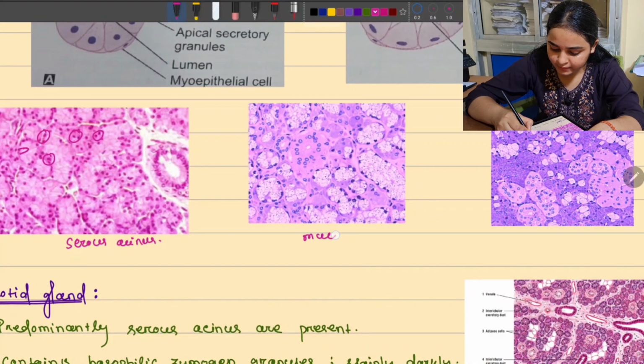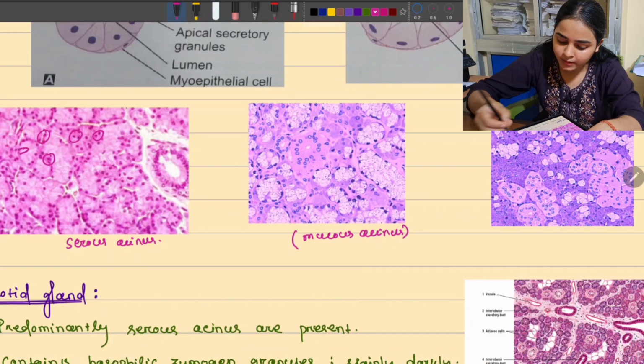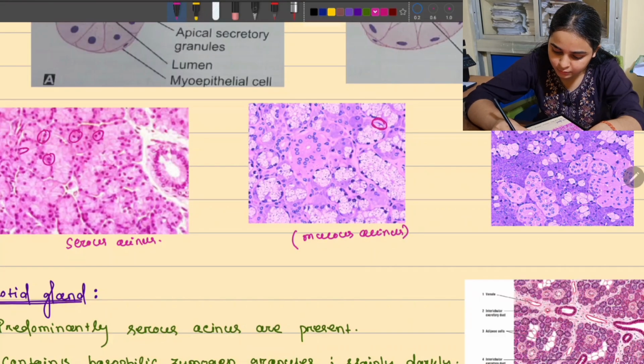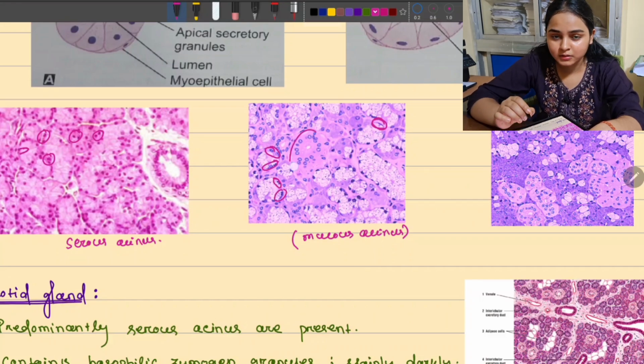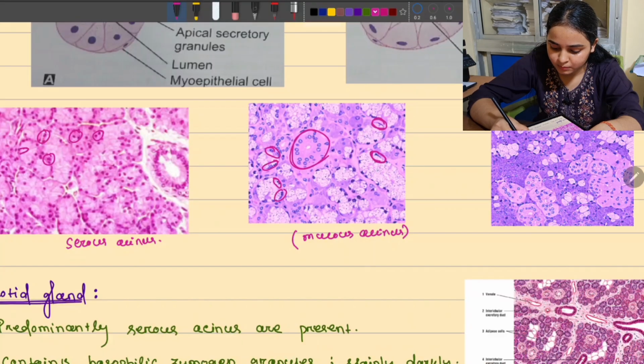And in the second, this is the slide of mucous acinus. You can see these are the cell nuclei that are peripherally placed, flat nuclei. Remember, these are not the glands. These are the intercalated ducts, as exocrine glands have ducts. But these are the glands that have the nucleus at the periphery.